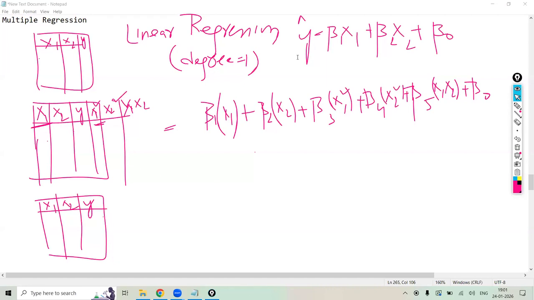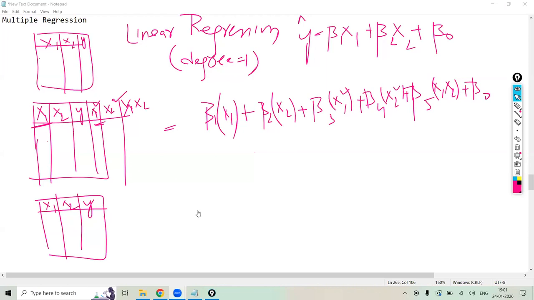Point is clear? Yes. Now for degree of 3. Okay. Now degree of 3. What are you going to have?